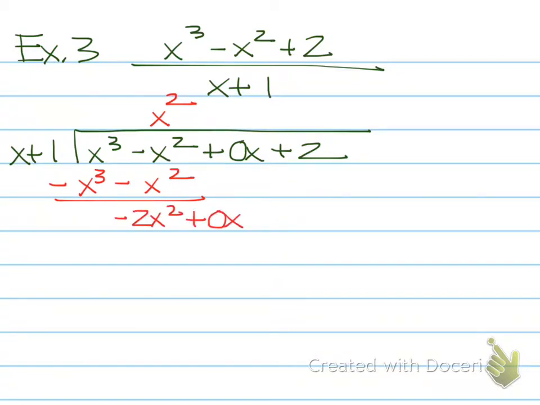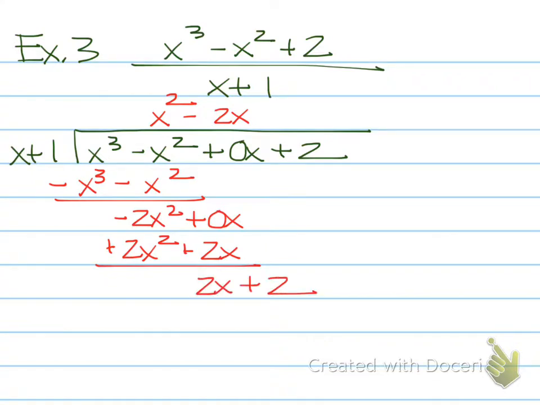Bring down the next term. We have to multiply x by negative 2x to get negative 2x squared. So that's the next term in our quotient. Negative 2x times x is negative 2x squared. 2x times 1 is 2x. Change the signs and add them up. And we get 2x. Bring down that last term.